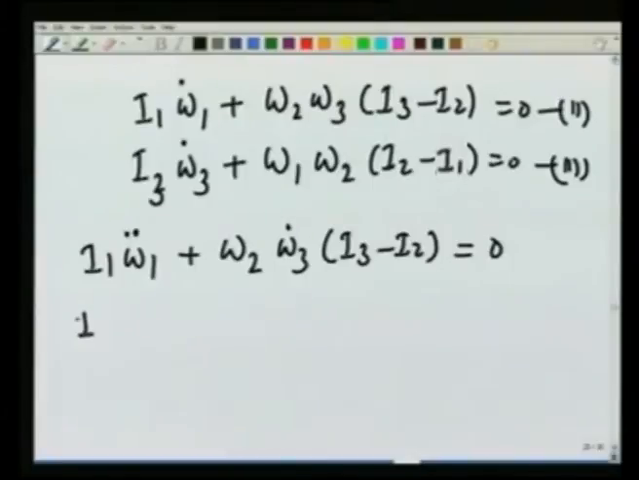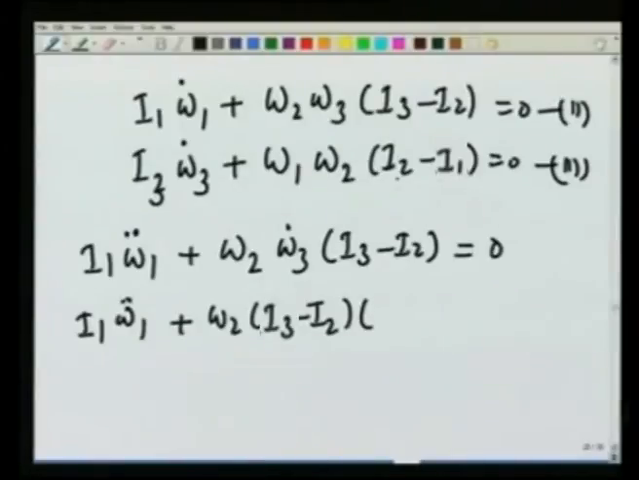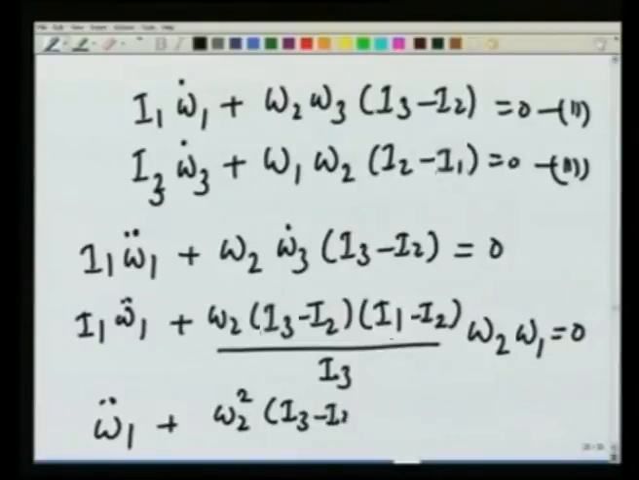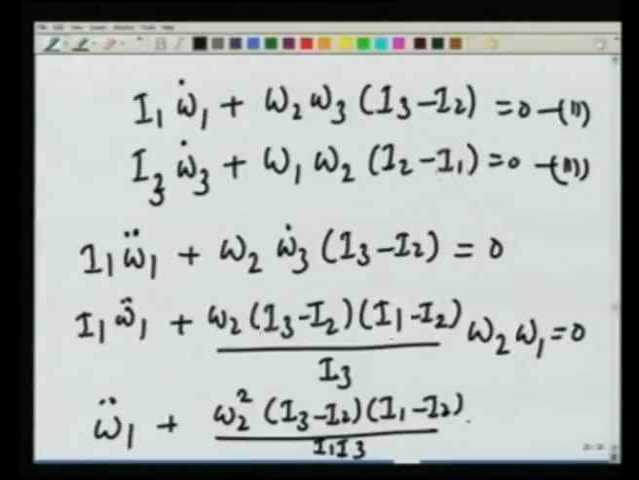Substitute for omega 3 dot to get I1 omega 1 double dot plus omega 2 (I3 minus I2) times, this I can change sign when I go to the right side, I can write this as (I1 minus I2) divided by I3 times omega 2 omega 1 is equal to 0, or omega 1 double dot plus omega 2 square (I3 minus I2) times (I1 minus I2) divided by I1 I3 omega 1 is equal to 0.